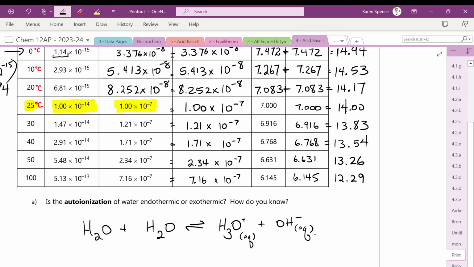Which side is the heat term on? Why is it shifting right? These concentrations are getting bigger. How did they get bigger? We take some water and we turn it into the ions. Does that make sense? So if we're shifting right, we're going to be making more of this, and so these will get larger. So if it is shifting to the right when we increase temperature, which side is the heat on? The reactant side. Does that make sense to you? Yeah, okay.